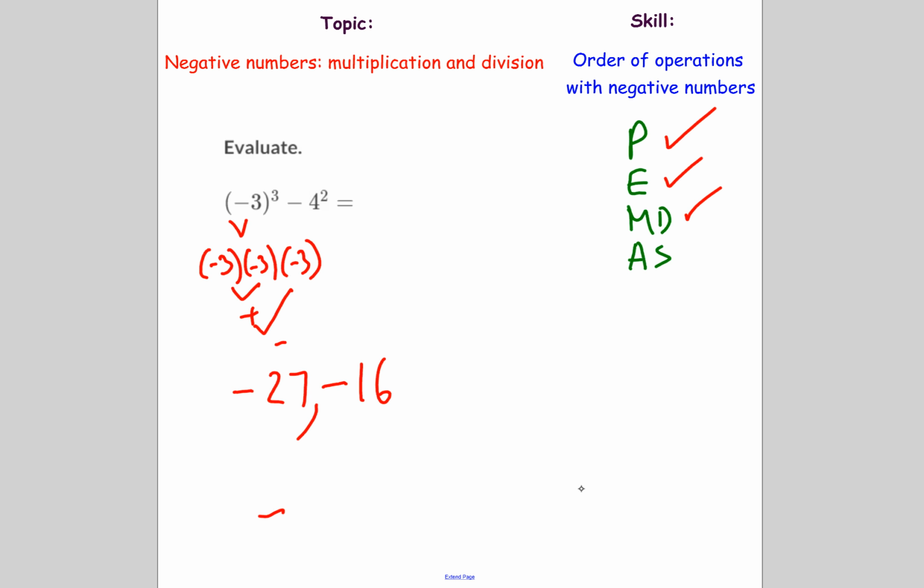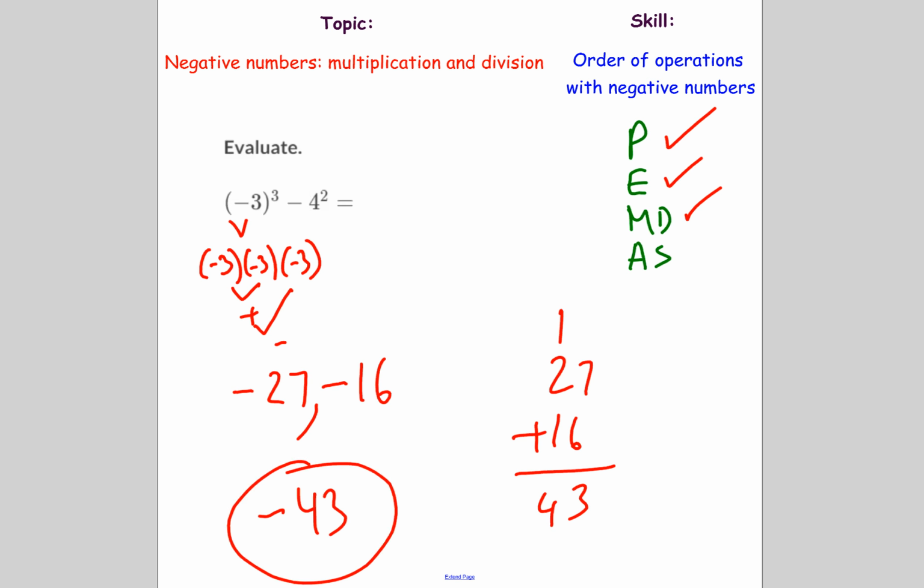Let's do it over here on this side. 27 plus 16, 7 plus 6, 13, carry the 1, 1 plus 2 is 3, plus 1 is 4, so it's 43, and we already decided it was negative. Negative 43 is our answer. Let's go to the next one.